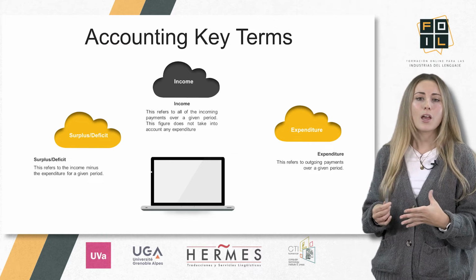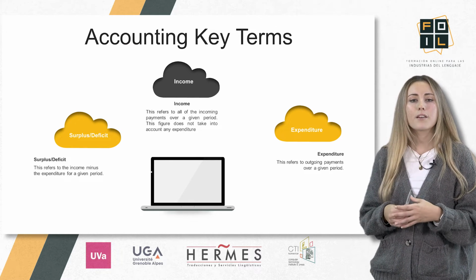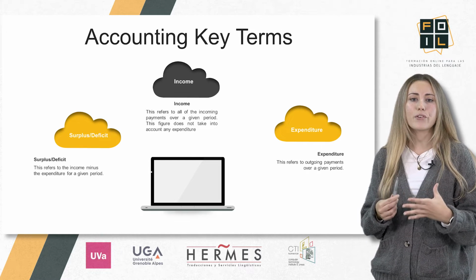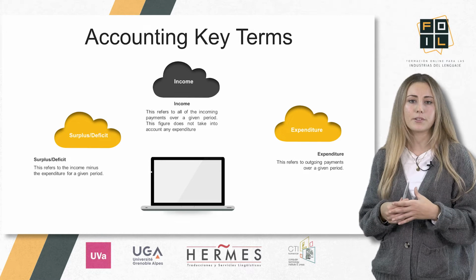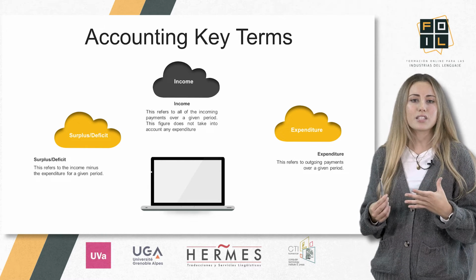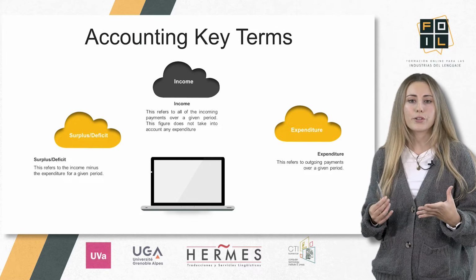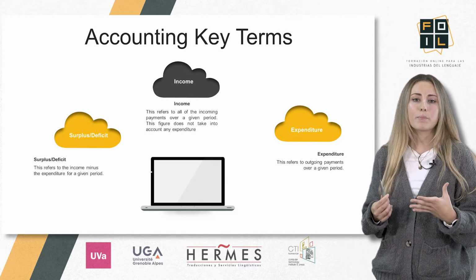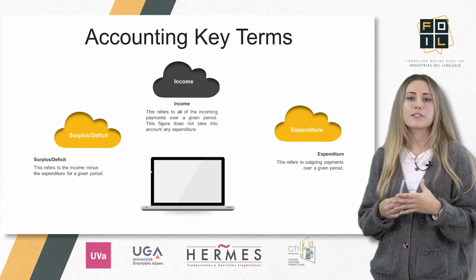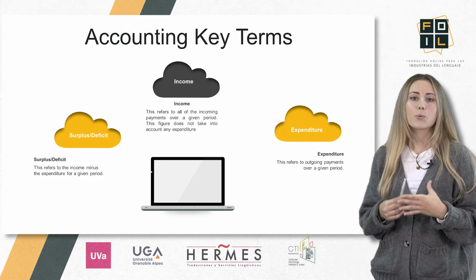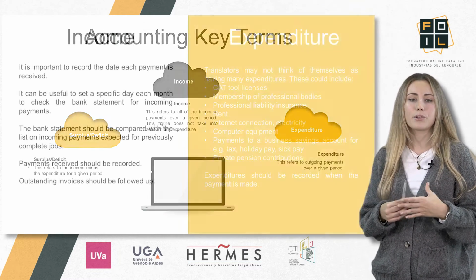Before we move on, we may need to focus on some key terms in accounting. First, income. This refers to all of the incoming payments over a given period. This figure does not take into account any expenditure. Expenditure, which refers to outgoing payments over a given period. And finally, surplus and deficit, which is the income minus the expenditure for a given period.